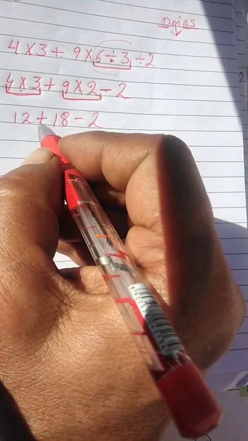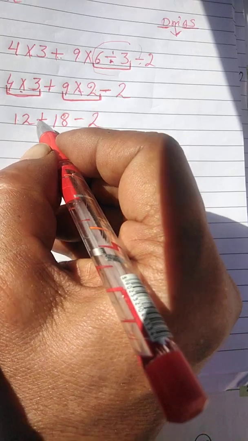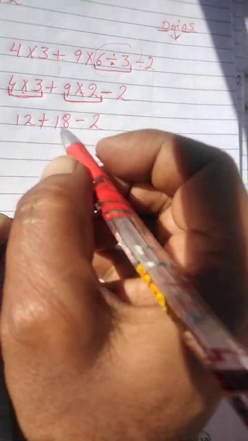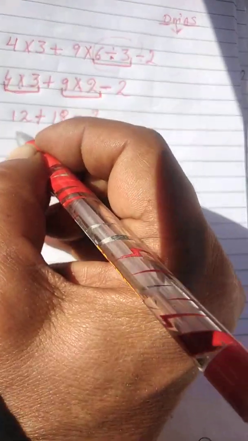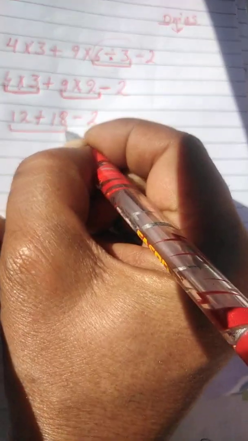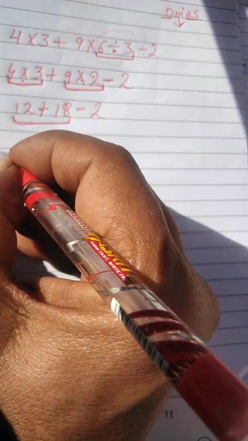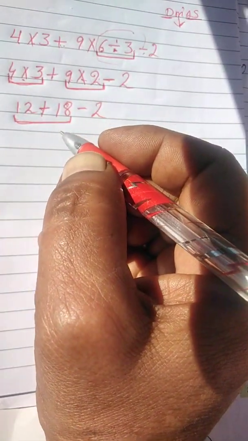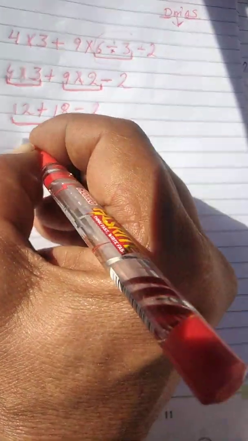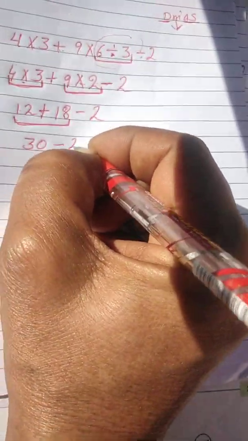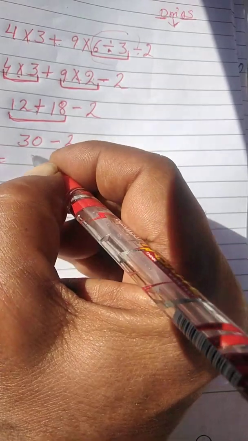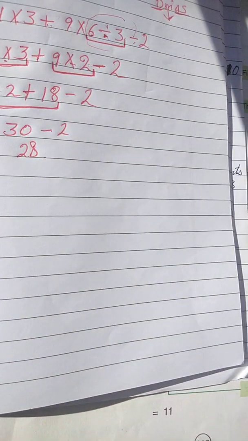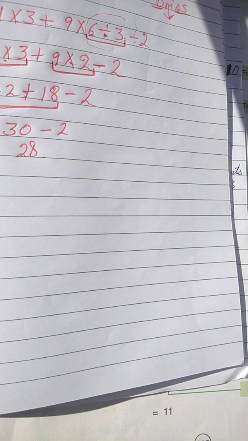Now we have two operations, plus and minus, okay? Now after multiplication, which symbol will you prefer first? Addition. 12 plus 18 is 30, minus 2. Now subtract it, you will get 28. So well students, in this way you can solve the numerical expression.